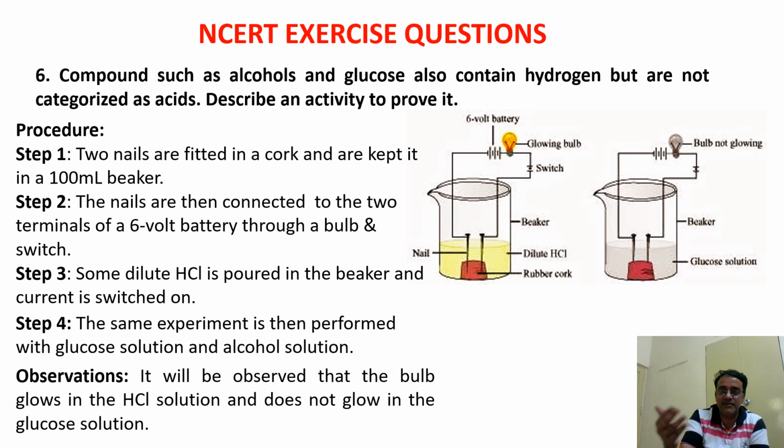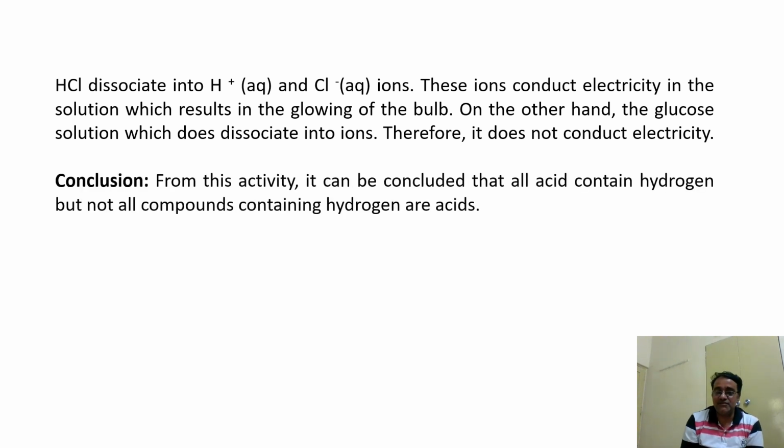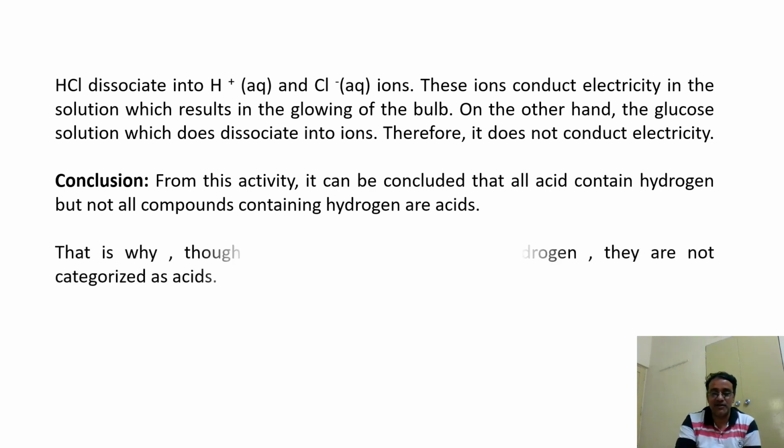We can then test it for alcohol also. Now the thing is that hydrochloric acid dissociates into H plus and Cl minus ions. These ions conduct electricity in the solution, which results in the glowing of the bulb. On the other hand, the glucose solution does not dissociate into ions, even alcohol also, so it does not conduct electricity. So what is our conclusion from this activity? That all acids contain hydrogen, but not all compounds containing hydrogen are acids, okay. So that is why though alcohol and glucose contain hydrogen, they are not categorized as acids.